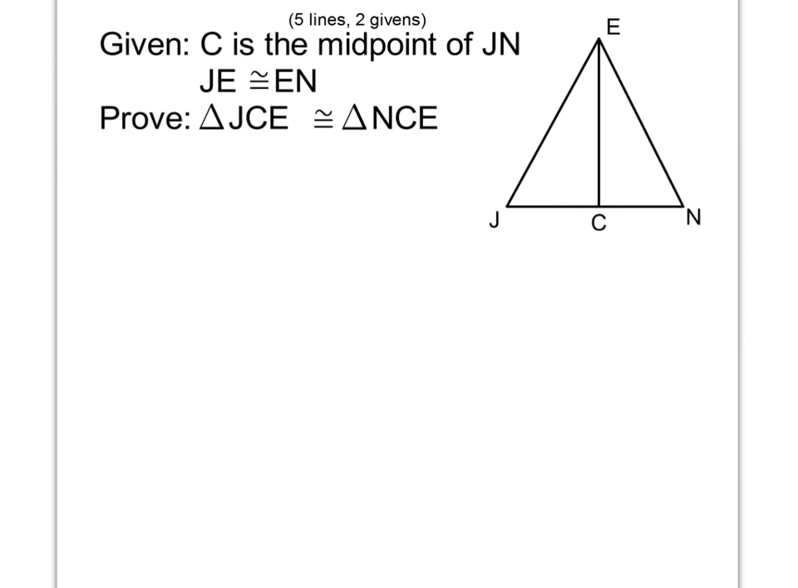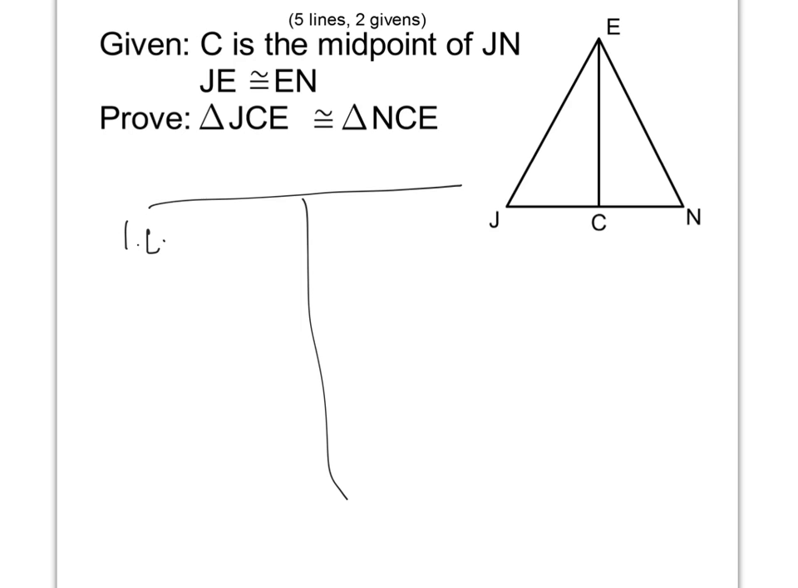So let's try a proof. This proof says you're given C is the midpoint of JN and JE is congruent to EN. And they want you to prove that triangle JCE is congruent to triangle NCE. And they tell you you're going to use 5 lines and 2 givens. So first we start by drawing our proof T-chart.